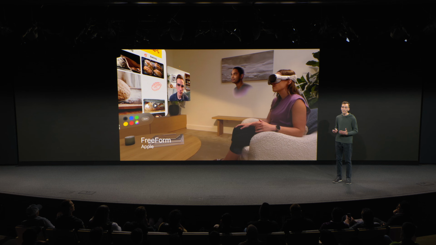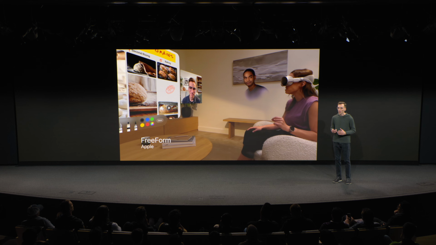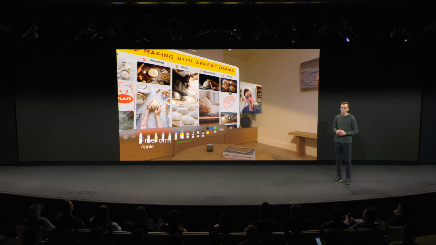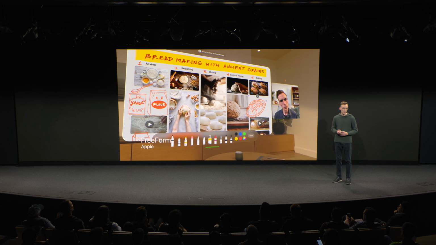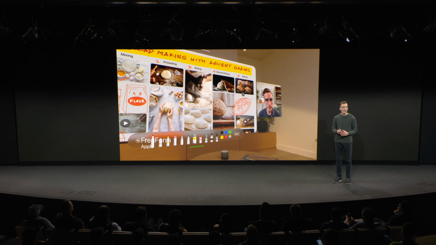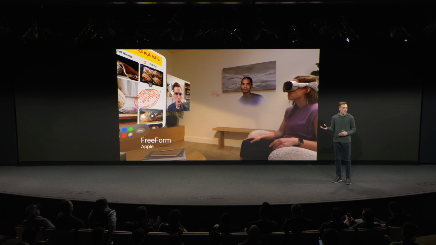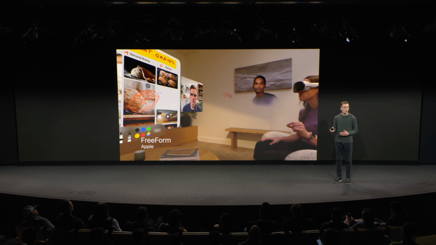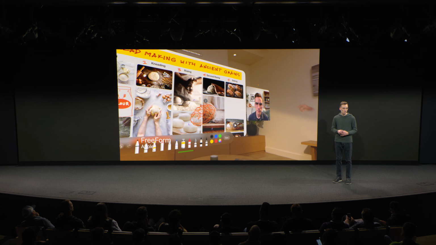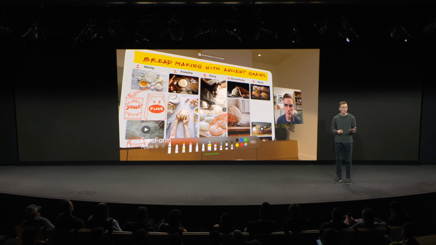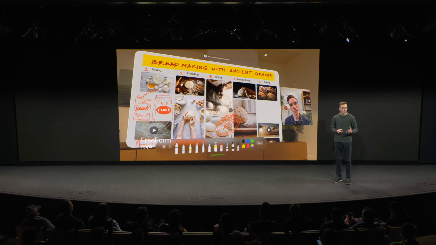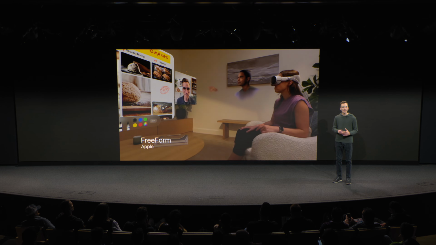Critically, your app doesn't need to do anything to get this. Windowed apps like Freeform in this video are automatically placed by the system in a single coordinate system that guarantees spatial consistency. So as Serenity points to an object on the board, Anish knows exactly what she's referencing. And you can also choose to support multiple platforms. Here I'm joining the call from macOS, and I'm able to seamlessly collaborate with Serenity and Anish.